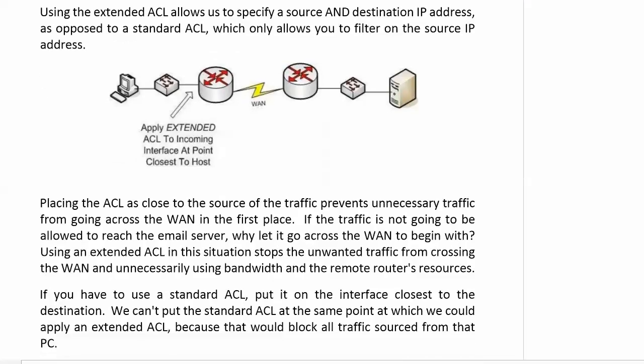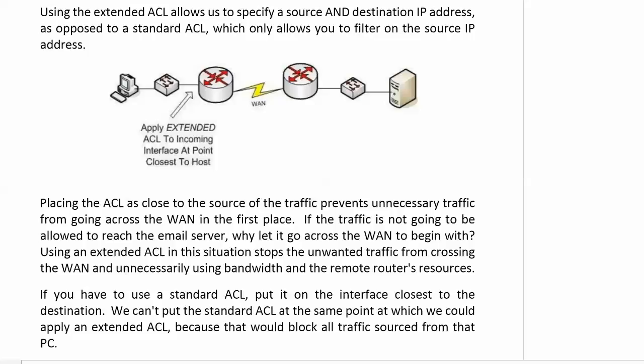remote router's resources. If you have to use a standard ACL, you need to put it on the interface closest to the destination. And this is where the confusion used to come in. Because first off, you'd look at it and say, why am I using a standard ACL to begin with? And even if you didn't think about the difference between the standard and extended ACLs, again, logic would dictate, I'm putting it as close to the source as I possibly can.